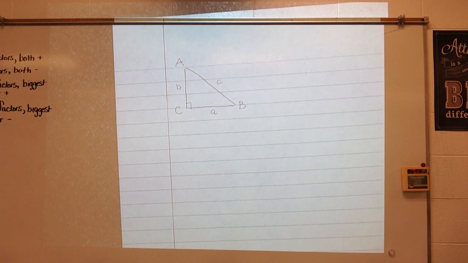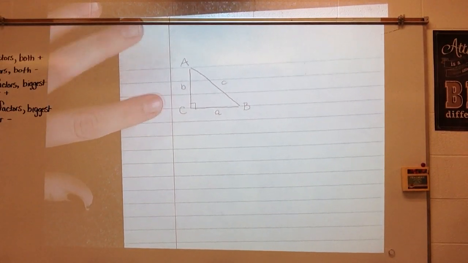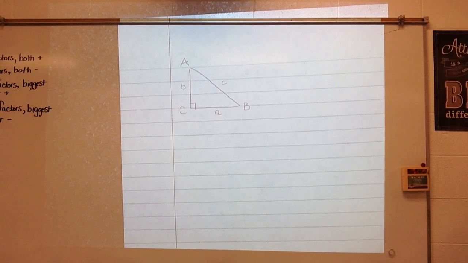Consider the right triangle, triangle ABC, so that angle C is the right angle. We label the side lengths A, B, and C so that the side length A is opposite angle A, the side length B is opposite angle B, and the hypotenuse C is opposite angle C. So that's why I labeled it the way I did. Next we're going to draw the altitude from the right angle to the hypotenuse so that it splits the hypotenuse at a point D.